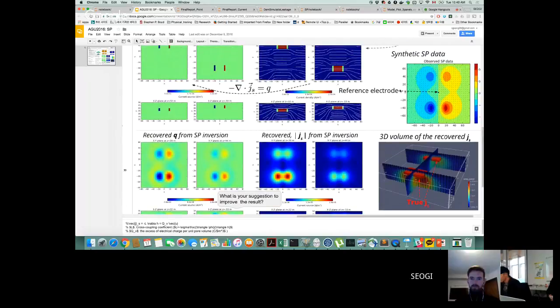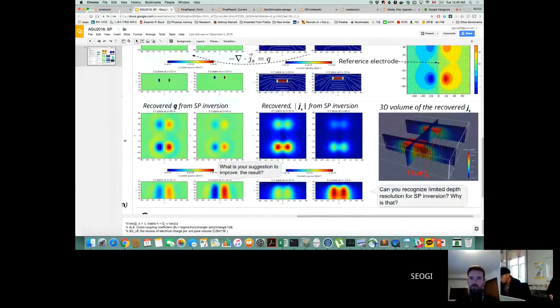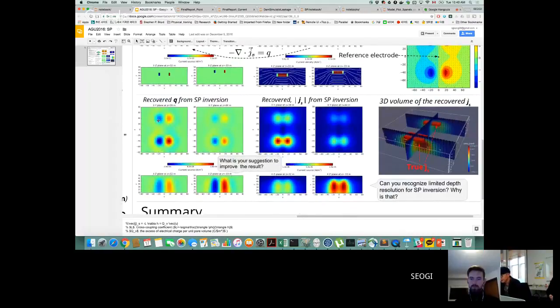So here's our inversion. I inverted this SP data, first inverting for Q. This is a depth slice, and that's the cross section. I use depth weighting, otherwise my sensitivity is pretty high at the surface. And this is the current density, so this is amplitude. And in this one, you have two.